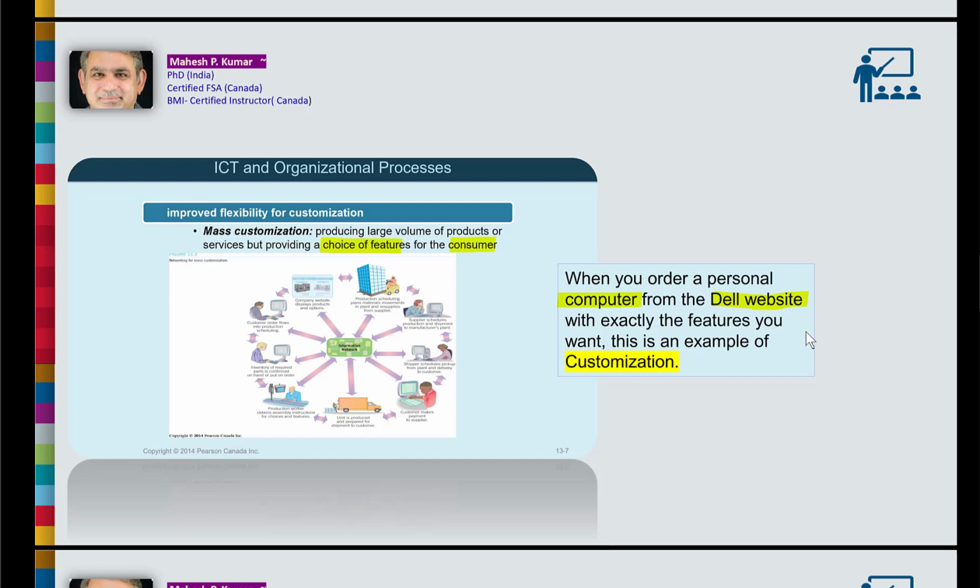But Dell, through customization, is able to get the payment before even producing it, and the sale is confirmed. So this is a win-win situation, right? The Dell company, it helps it manage its finances, and it helps it improve its sales, and the customer gets the product according to their choice. So all this mass customization was possible only through IS and ICTs, information systems and information and communication technologies.